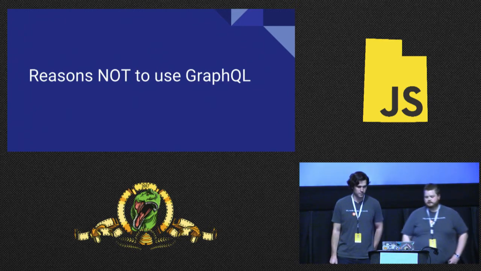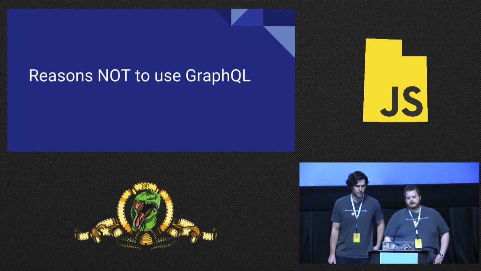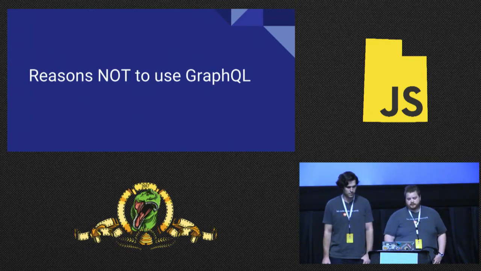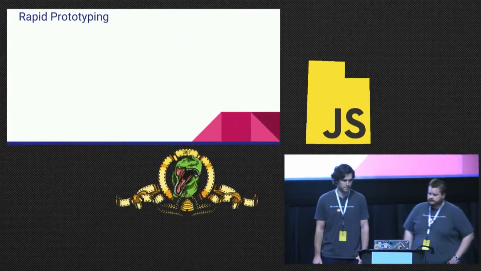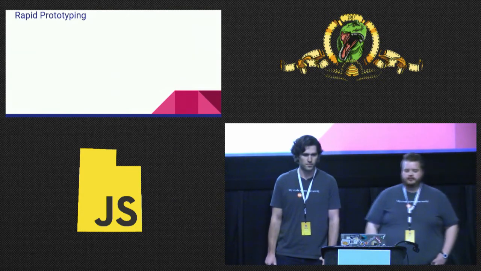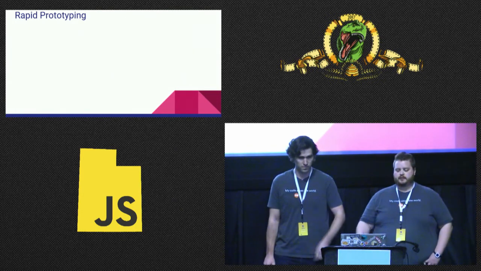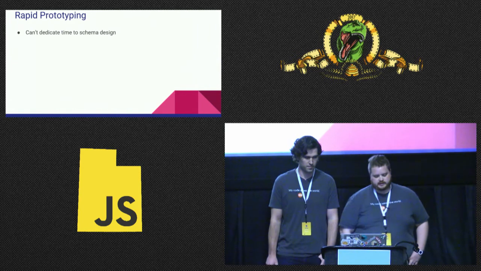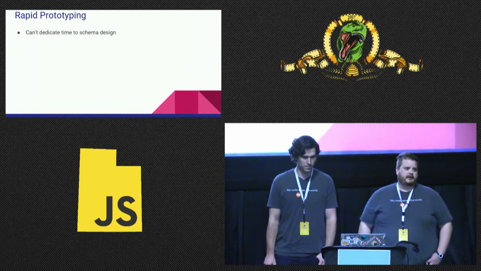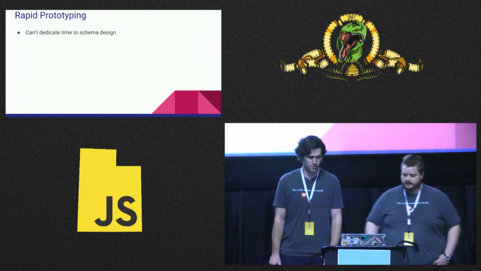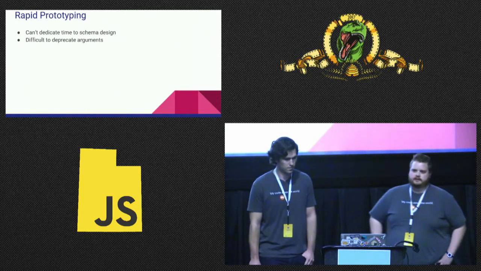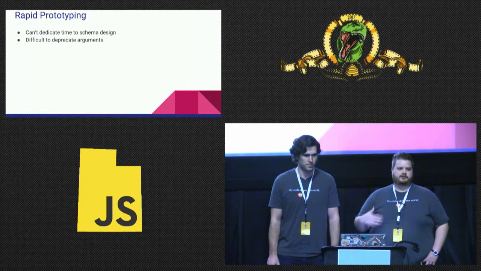Yeah, so before we get into it even further, let me tell you a little bit about why you wouldn't want to use GraphQL. It's not for everything. We think that it's a solid solution for a lot of things, but even if your needs are similar to ours, you still might not need it. So rapid prototyping. Rapid prototyping is when you really want to get something up quick. You're not really going to have time to dedicate to the schema design. With GraphQL, you really want to put the time in and do your data correctly. Additionally, when you're early on in a project, because you don't have that time, you're going to start introducing a lot of arguments.